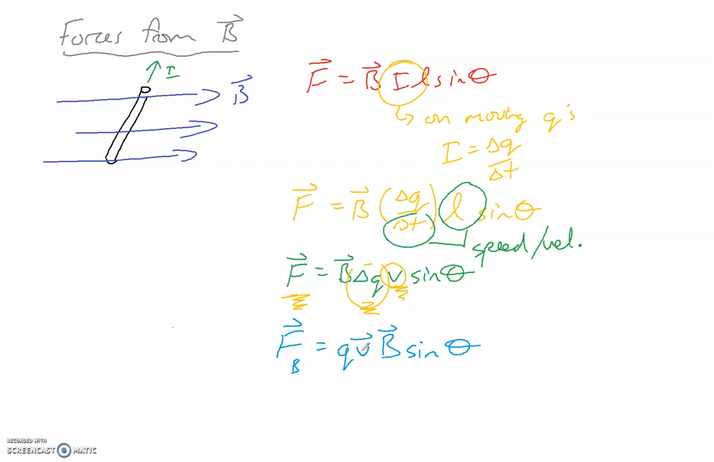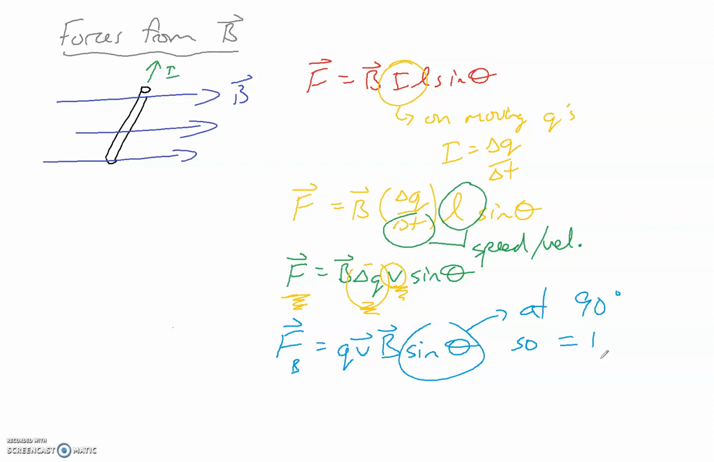Okay, and for most of the stuff you will do, typically this is at 90 degrees, so sine theta is going to be equal to 1, just to make things a lot easier. Otherwise you get into other types of motion we're not going to get into. So typically, to find the force on a charge in a magnetic field, forget the wire, you just do Q times V times B and you calculate how much force is on it.